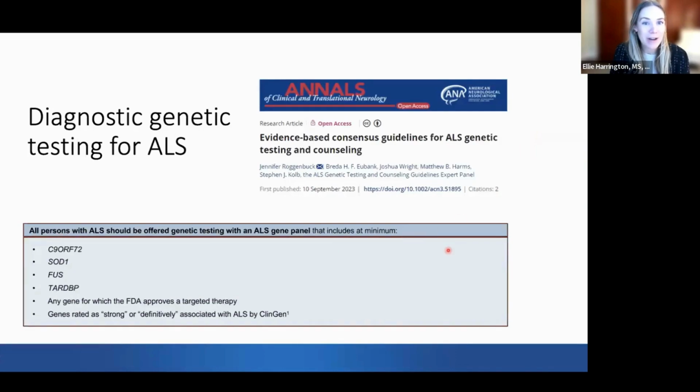The highlight takeaway of this long paper is that all persons with ALS should be offered genetic testing for at least these genes: C9, SOD1, FUS, and TARDBP, the most common ALS genes. Also genes that are strongly associated with ALS, and any gene that comes up with an FDA-approved therapy. These are now published recommendations. Your neurologist should know about this and should be offering clinical genetic testing. It's up to you, the person with ALS, if that's something you want to pursue, if this is information you want to learn. Hopefully by the end of our conversation today, we'll have talked about some of those considerations for moving forward with testing.